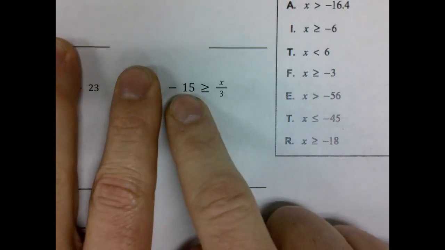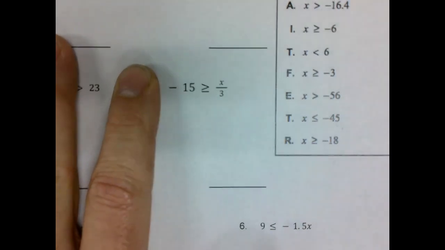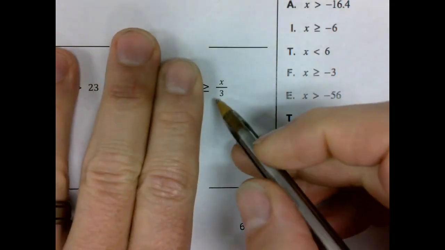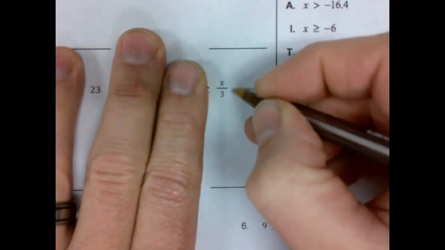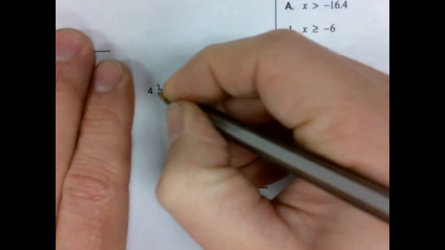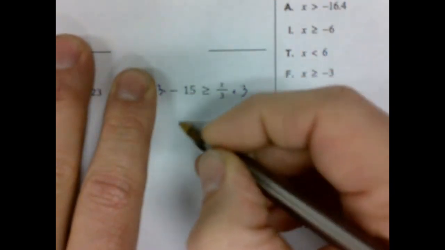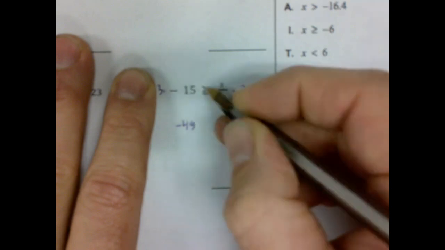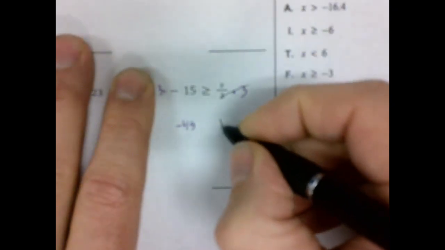So join me on number 4. That's supposed to be a negative 15 greater than or equal to x over 3. Solve. Well, to solve, you and I are going to focus on this side. How do you get rid of dividing by a positive 3? We're going to multiply by a positive 3. You take the 3 times a negative 15, which gets you a negative 45. Leave a space there, and then these 3's cancel, so you're left with x.